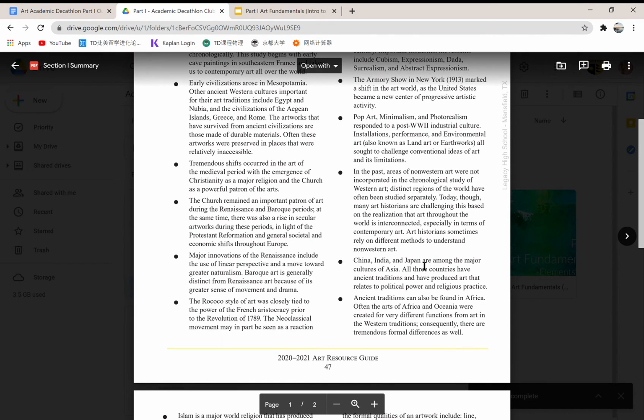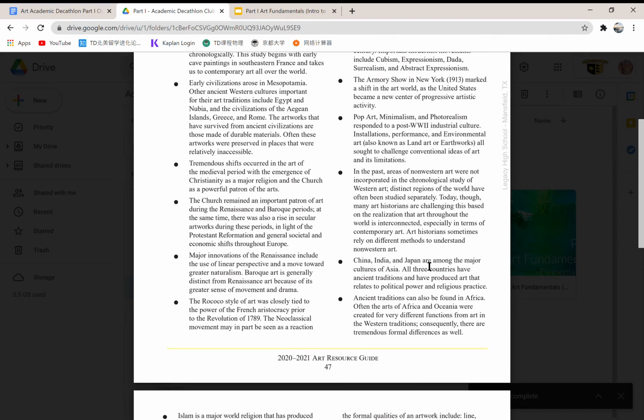China, India, and Japan, I believe that is the last section of the first half of part 1, are, as we mentioned before, among the major cultures of Asia. So you just need to have a basic understanding of the history behind those 3 countries and their artworks. All 3 countries have ancient traditions and have produced art that relates to political power and religious practices. So that's the main focus.